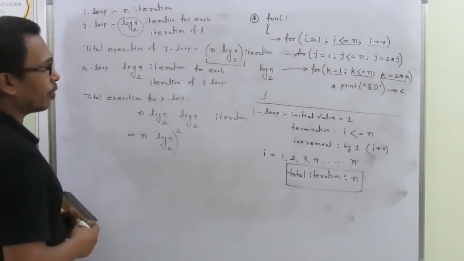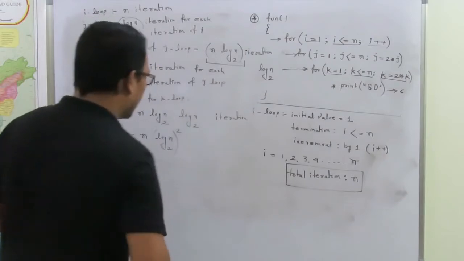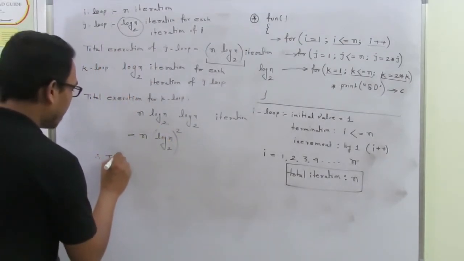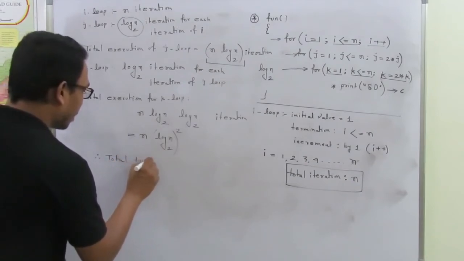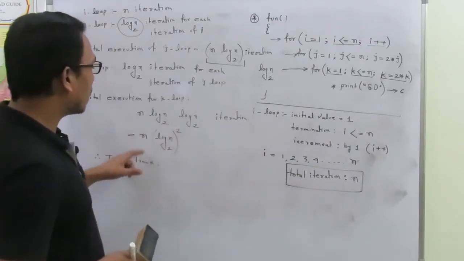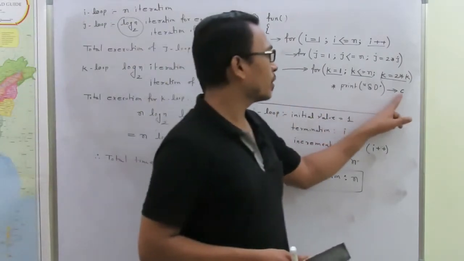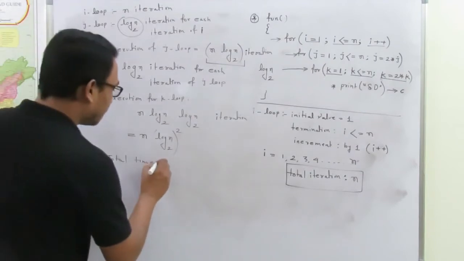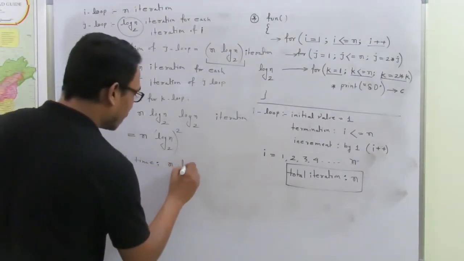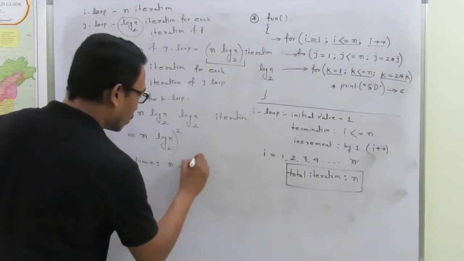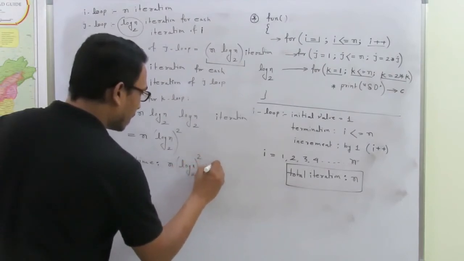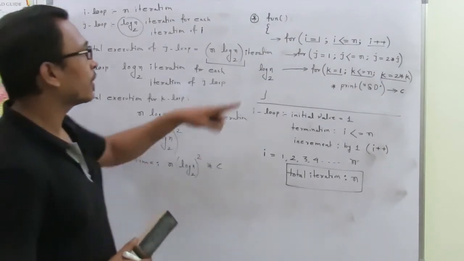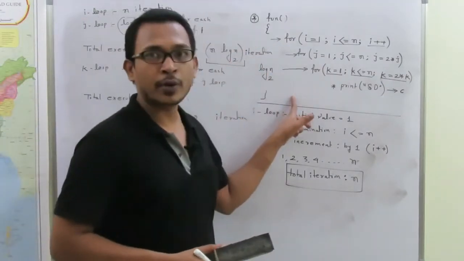So what will be the time complexity for this particular problem? This is the total number of iterations, so therefore total time will be: now look at here, this is the total number of executions and each execution will take only constant time, so total time will be n log n base 2 whole square multiplied by c.